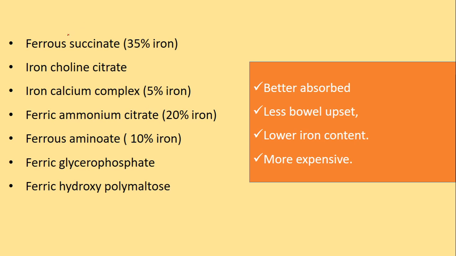So there are other newer oral iron preparations like ferrous succinate, iron choline citrate, iron calcium complex, ferric ammonium citrate, ferrous aminoate, ferric glycerophosphate, and ferric hydroxy polymaltose. So what are the advantages of these newer preparations over the other oral iron preparations? The newer preparations have better absorption rate, they cause less bowel upset, like lesser gastric irritation, they contain low iron content, but the disadvantage is they are more expensive in nature.